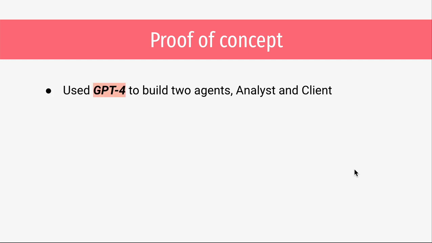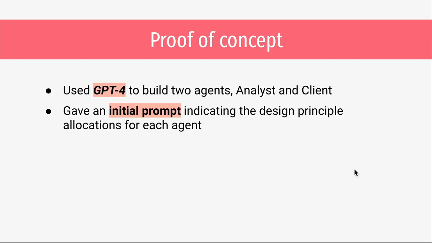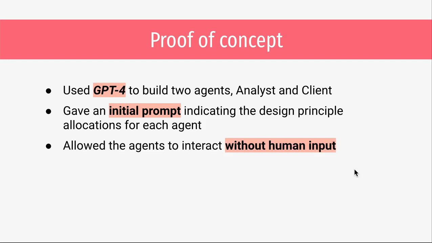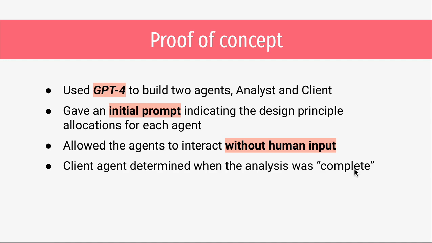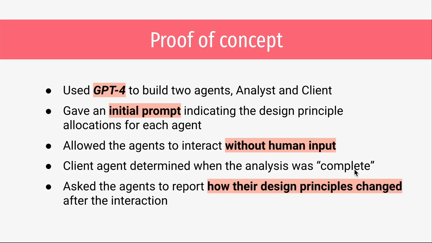So we used GPT-4 to build two agents, an analyst and a client, and we gave them an initial prompt indicating the design principle allocation for each agent. And then we allowed them to interact without human input. So this client and analyst interacted without anyone intervening. The client determined when the analysis was complete, and then the interaction ended. Afterwards, we asked the agents to report how their design principles changed after the interaction.